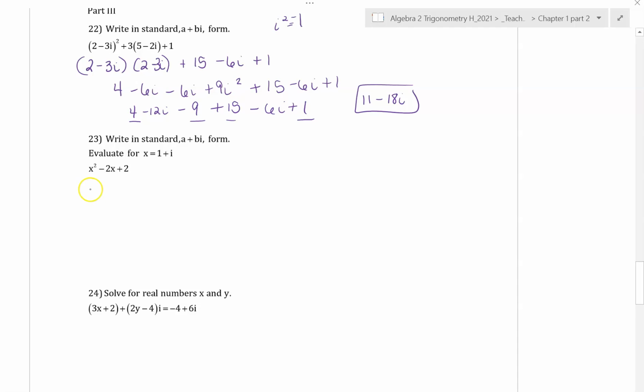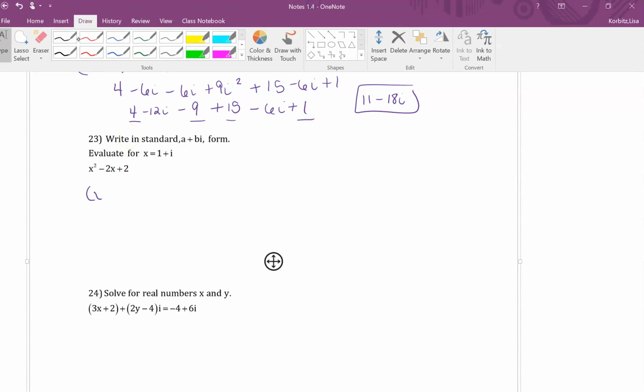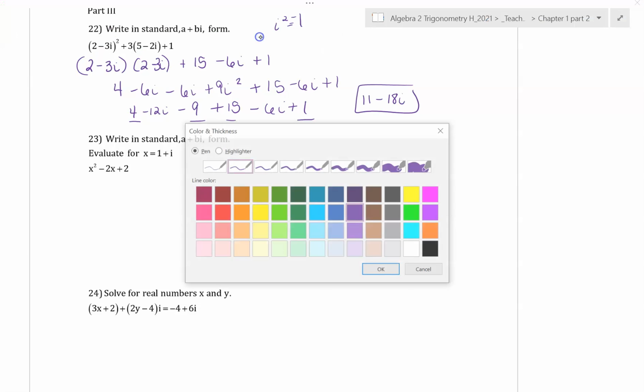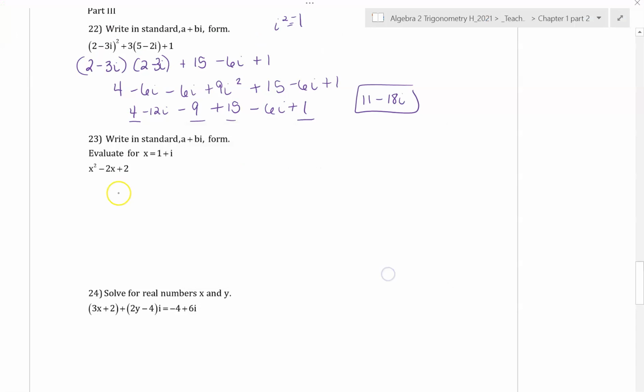Okay, so let's try number 23. This time we're going to evaluate. Everywhere you see an x, you're going to replace it with 1 plus i. So go ahead and pause the video and simplify and write in standard form.